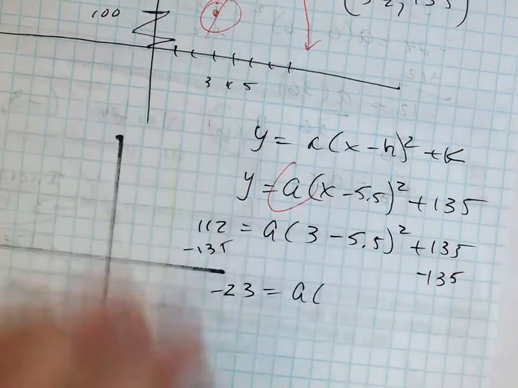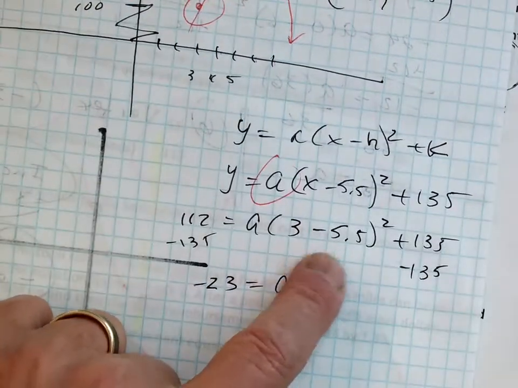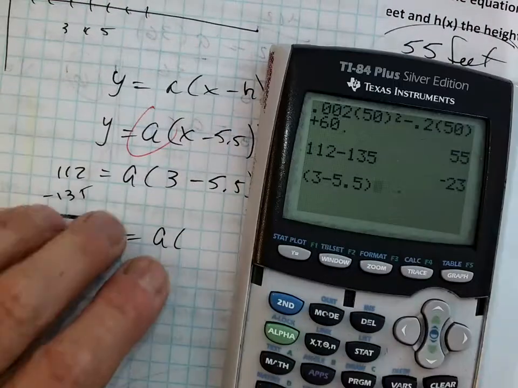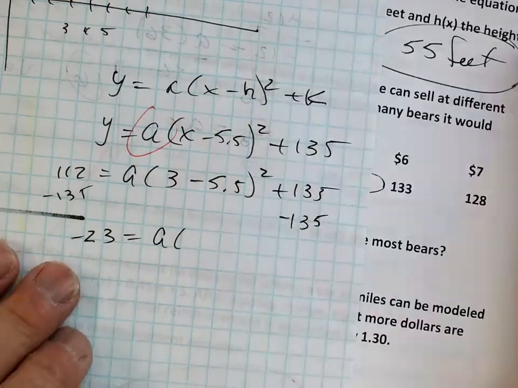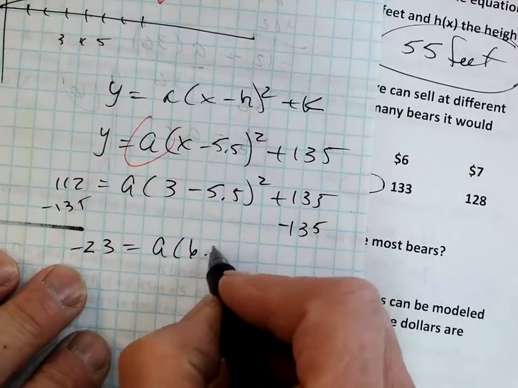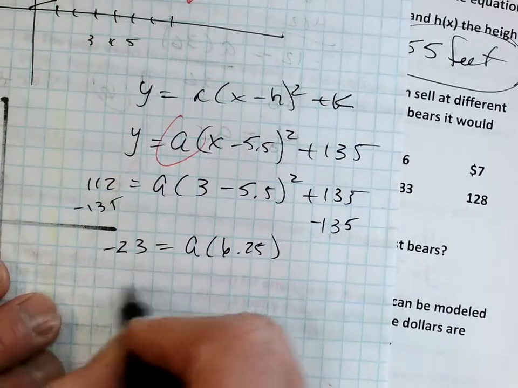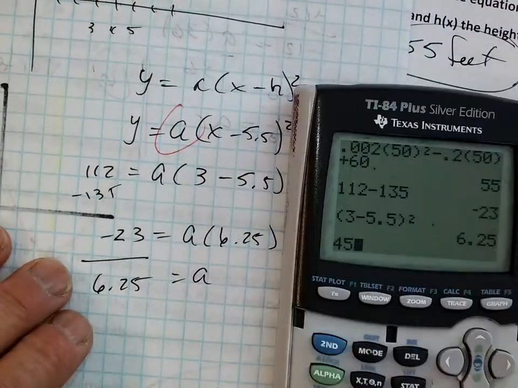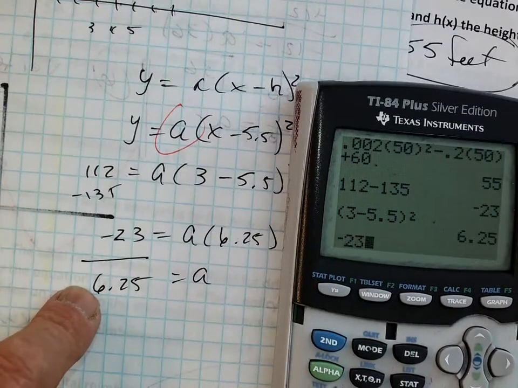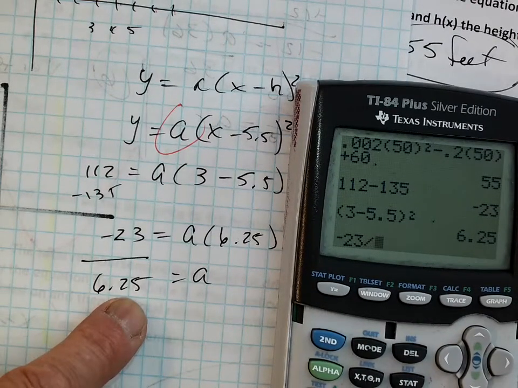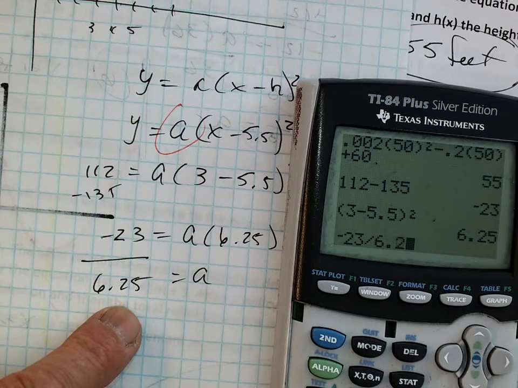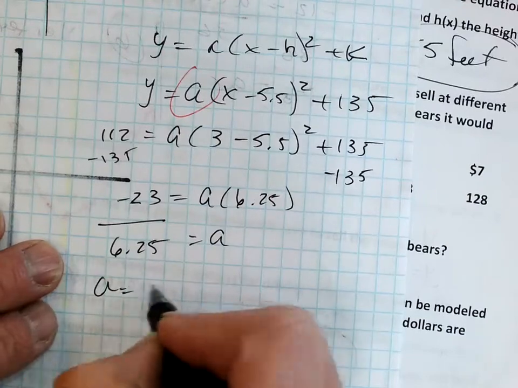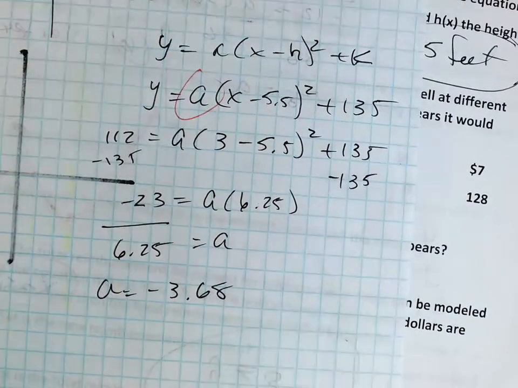let's see, what is that? That is 3 minus 5.5, and I'm going to square that. I'll show you how to square that, okay? So that's a 6.25. Divide by 6.25 is the value of a. So what is negative 23 divided by 6.25, and I get an answer of about negative 3.68. Alright, so let's look at our equation.